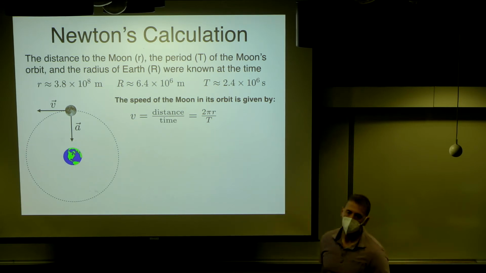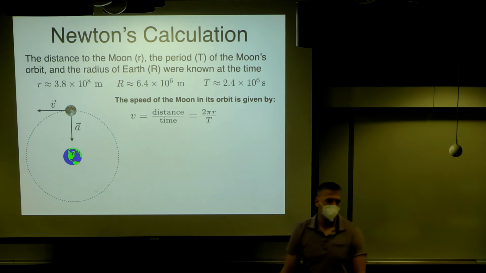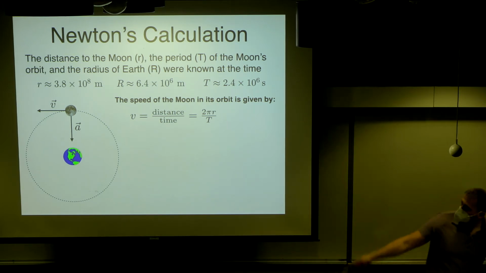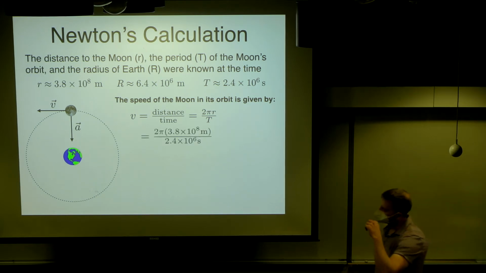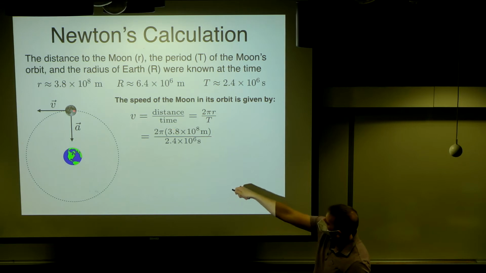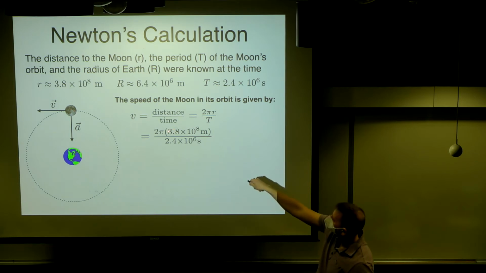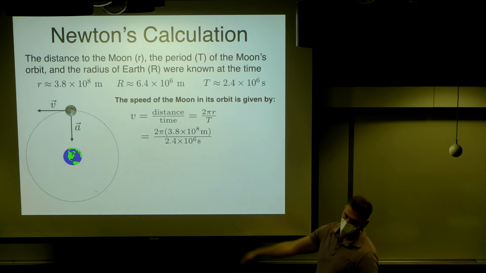The distance is 2 pi r to go around the circle once. Okay, that's the circumference. And the time is the period T. So here, let's plug in our data. And someone out there, do this calculation for me. 2 pi times the distance between the Earth and the moon, which is 3.8 times 10 to the 8 meters, divided by 2.4 times 10 to the 6 seconds.